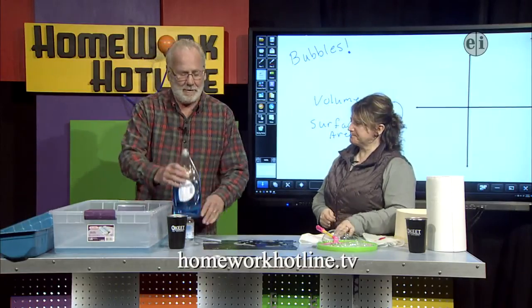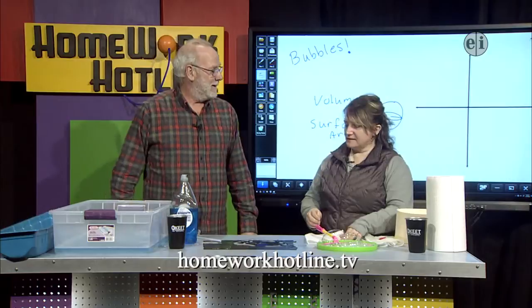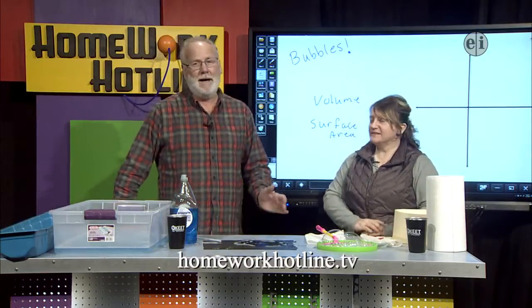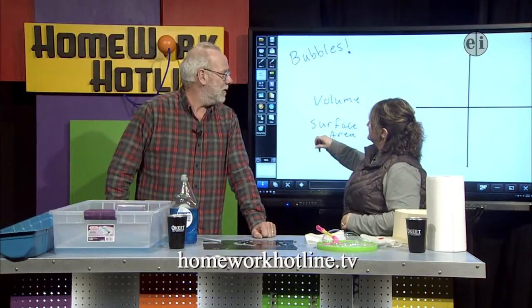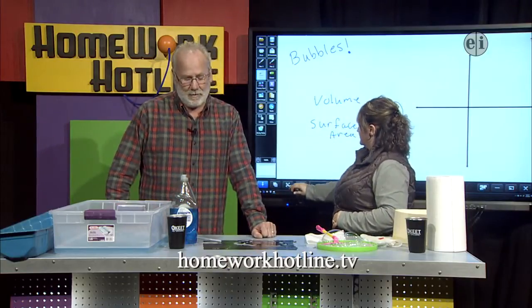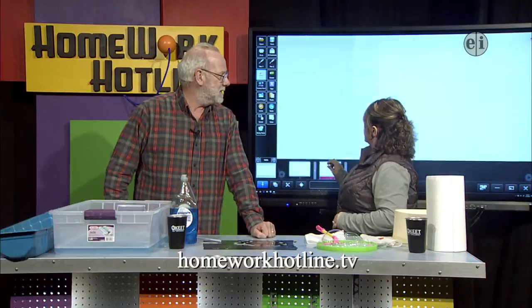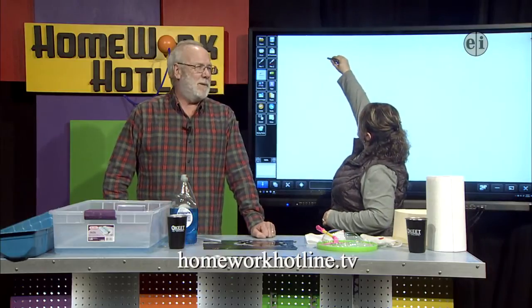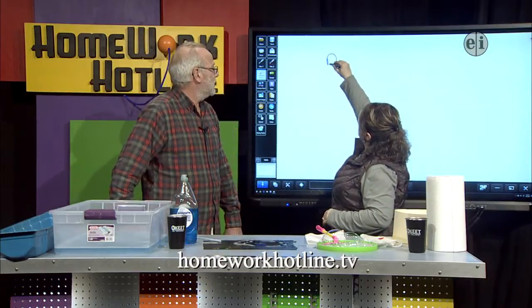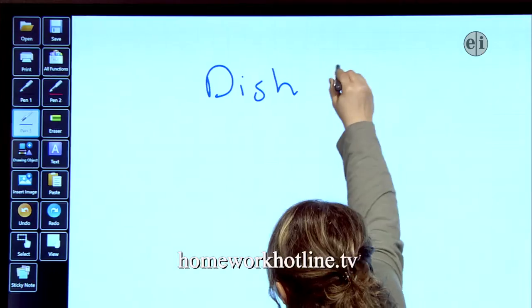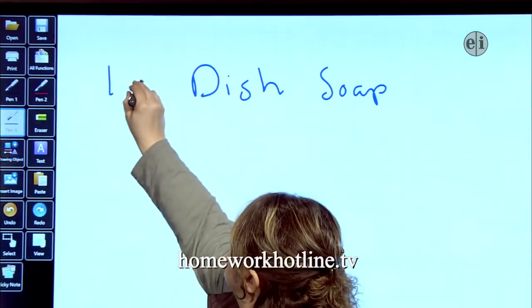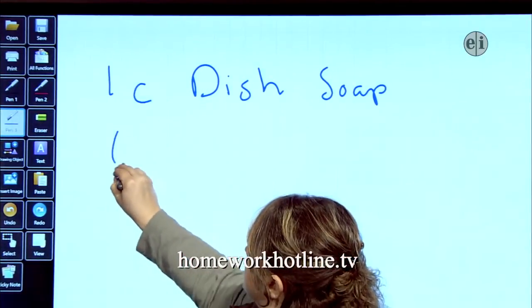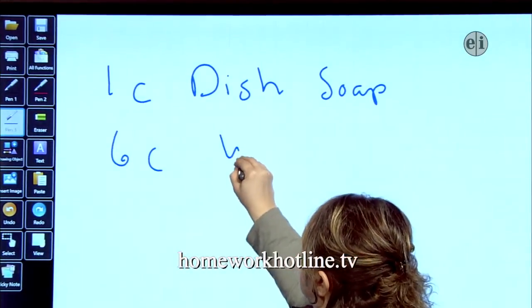And so we talked about how you can make your own bubble solution, right? You could go out and buy bubble solution for a few dollars, but you don't have to. You can make your own, and there are a lot of different recipes out there. I use 6 cups of water, 1 cup of dish soap, and a tablespoon to 2 tablespoons of glycerin.